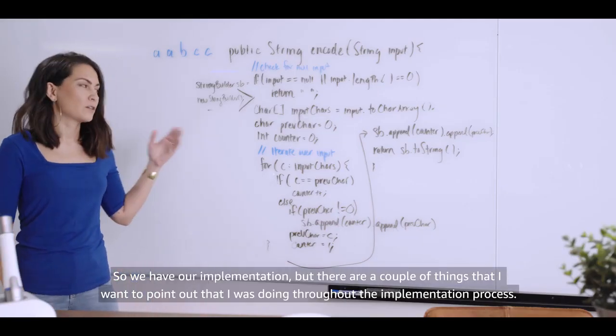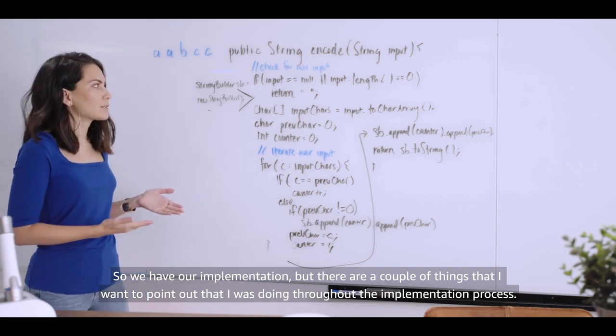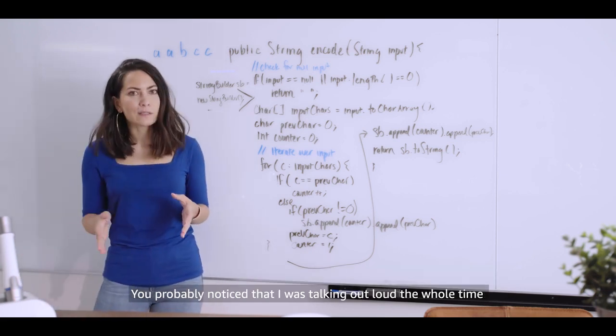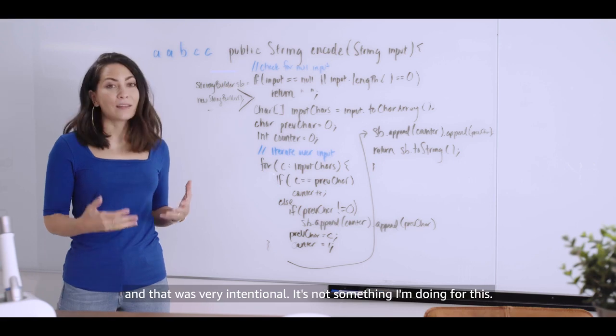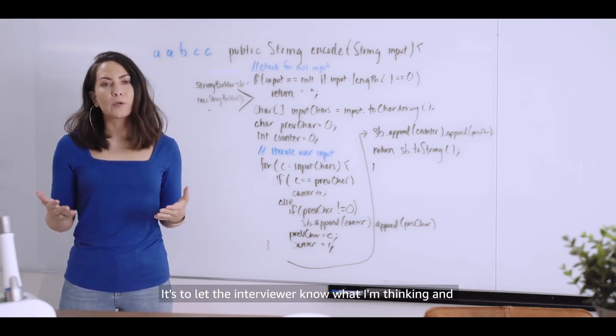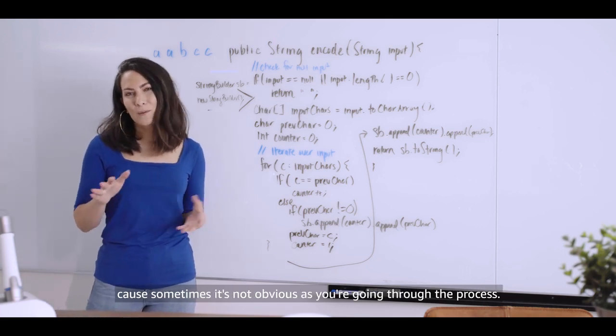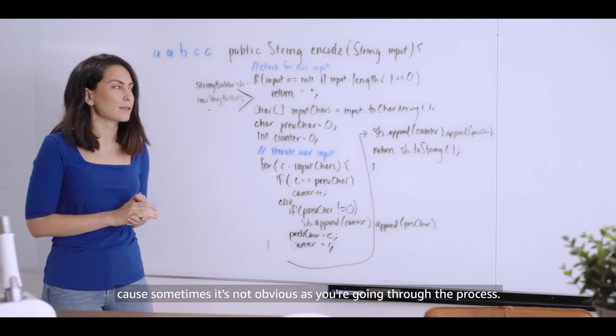So we have our implementation, but there are a couple things that I want to point out that I was doing throughout the implementation process. You probably noticed that I was talking out loud the whole time, and that was very intentional. It's to let the interviewer know what I'm thinking and what I'm trying to accomplish with the code that I'm writing, because sometimes it's not obvious as you're going through the process.